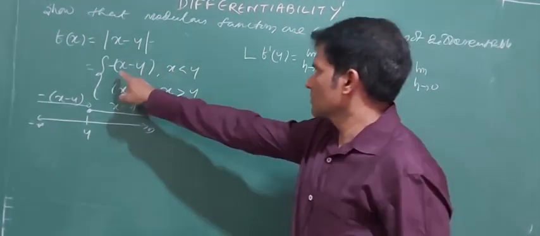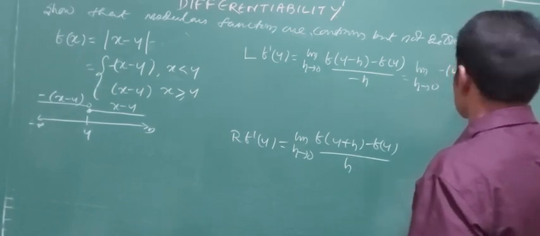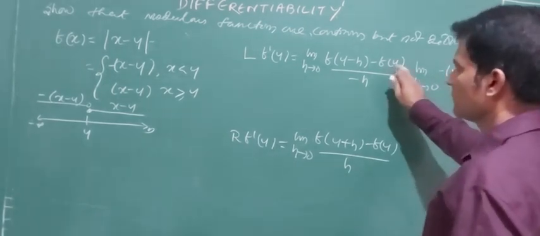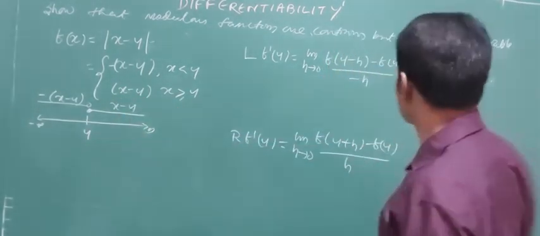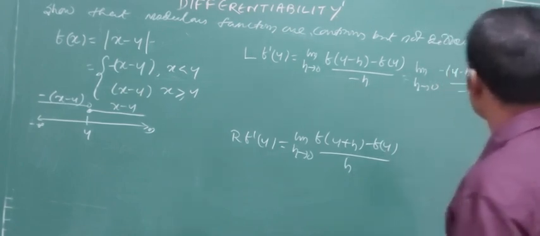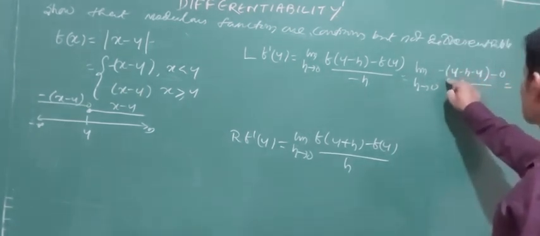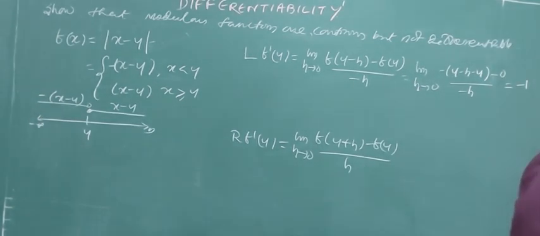Here you replace 4 minus h minus f of 4 with the equal sign. f of 4 means equal sign. Replace it here with 0 by minus h. Calculate it. 4 cancels out. Plus h by minus h gives minus 1. What do you want? Minus 1.